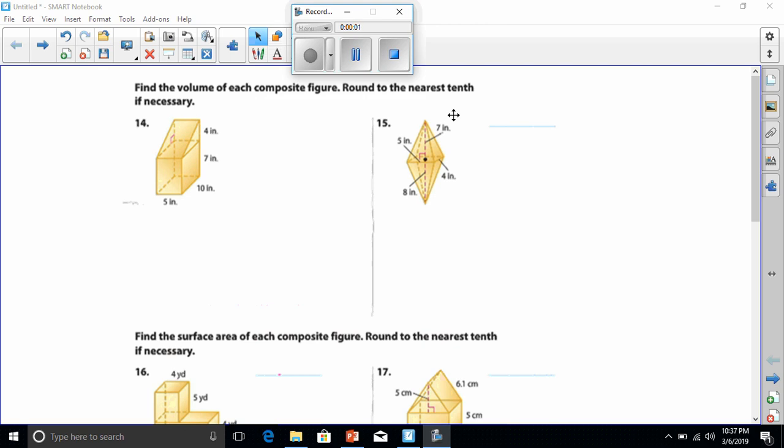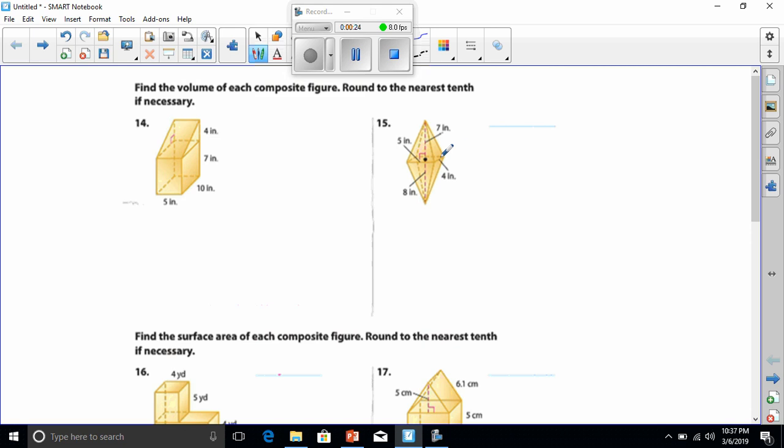All right, guys, today we're going to be going over the volume and area of composite figures. Number 14 is yours. I'm pretty sure it gives it to you, so that was a gift. Number 15, though, is mine to show. So it says to find the volume of each composite figure.